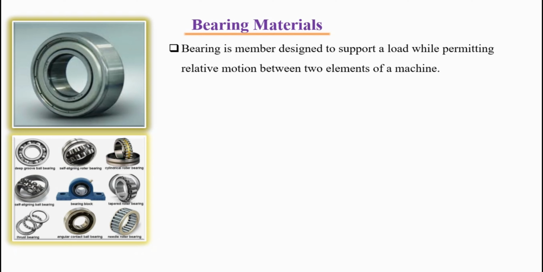So guys, what is the function of bearing material? The function of bearing material is to support load while permitting relative motion between two elements of a machine. I think this is beneficial content for you.